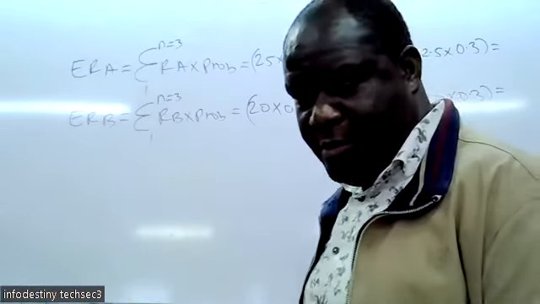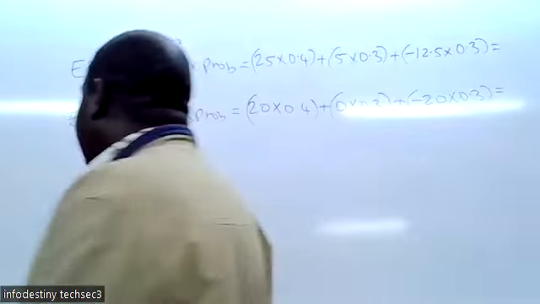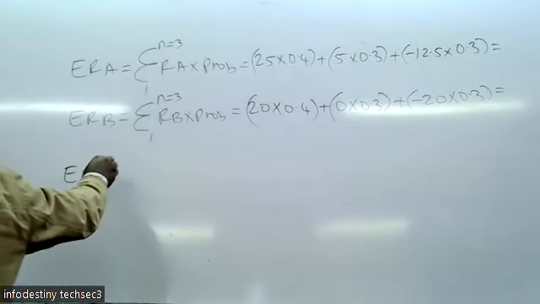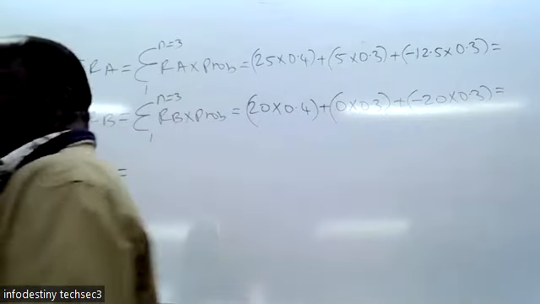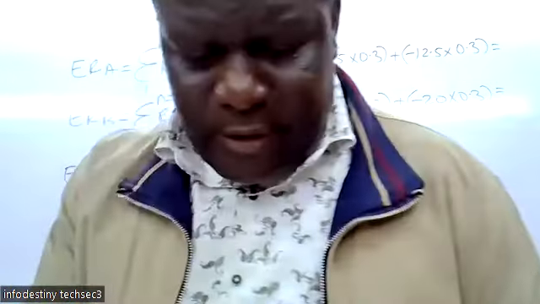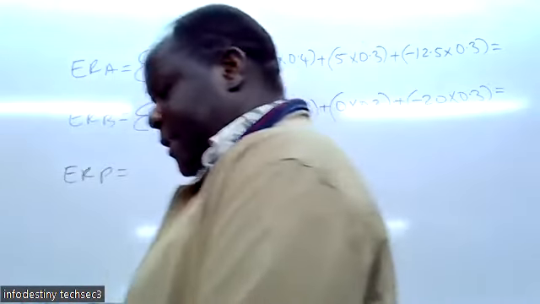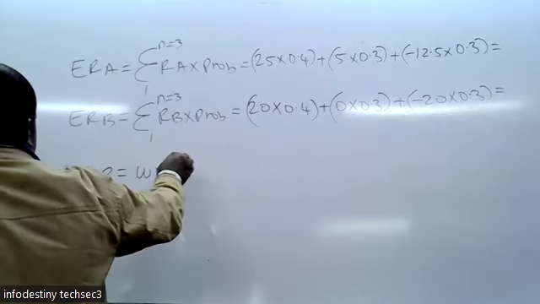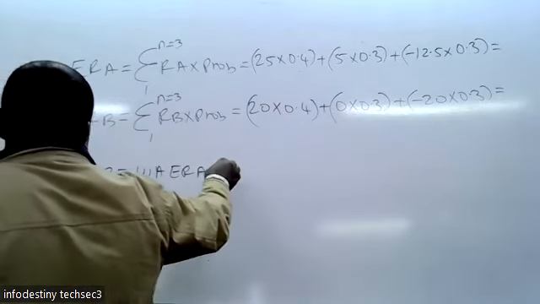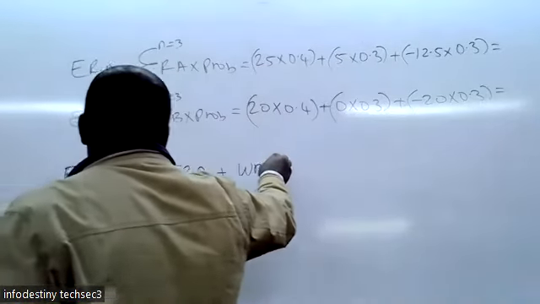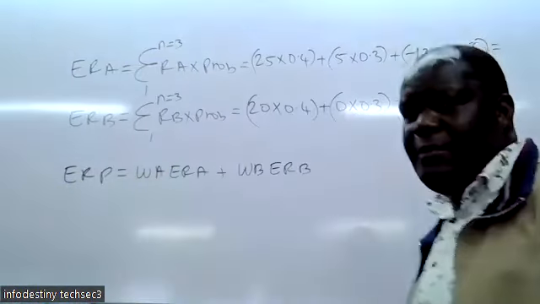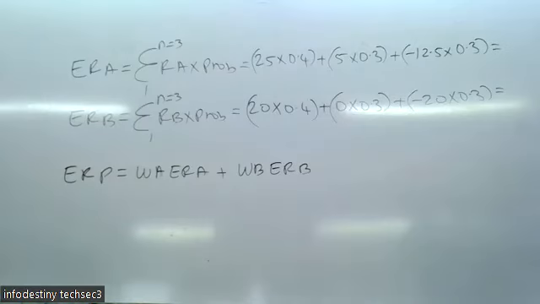So now you can also compute the expected return of the portfolio, which is the Roman letter 2. So you take the weight for A, expected return for A, plus weight for B, expected return for B. But now I want to show you how to get the weights. This time they gave you the ratios.